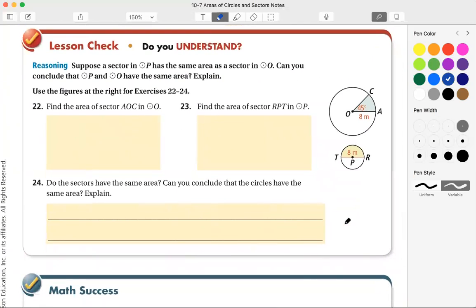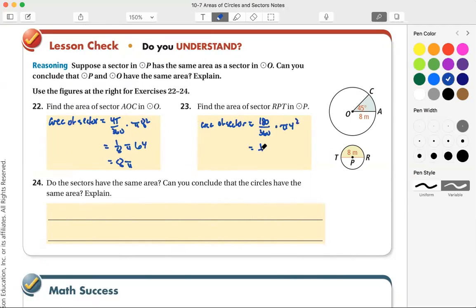All right, so suppose the sector in circle P has the same area as the sector in circle O. Can you conclude that circle P and circle O have the same area? All right, so let's find the area of sector AOC. So area of sector is going to equal 45 divided by 360 times pi times 8 squared, which is going to be 1/8 times pi times 64, which is 8 pi. Area of sector here is going to equal 180 degrees divided by 360 times pi times 4 squared, which equals 1/2 times pi times 16, which equals 8 pi.